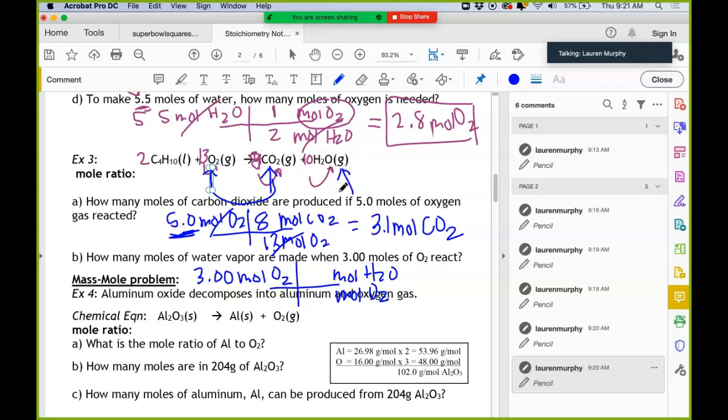It's because water is a gas. Gases are often referred to as vapors. Okay? So 13 for the oxygen and 10 for the water. So 3 times 10 divided by 13. Now 3.00 is 3 sig figs, so your answer needs to be 3 sig figs. So I get 2.31 moles of water. Okay.